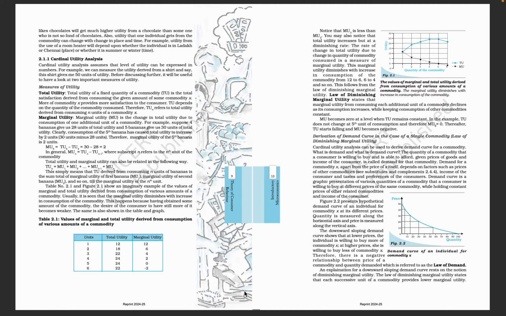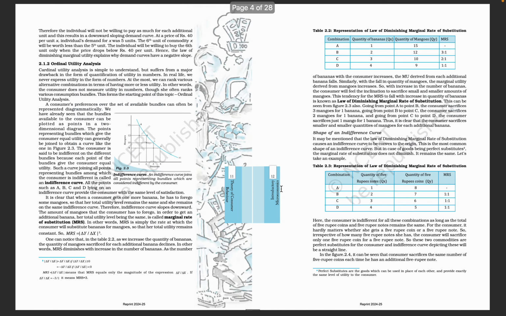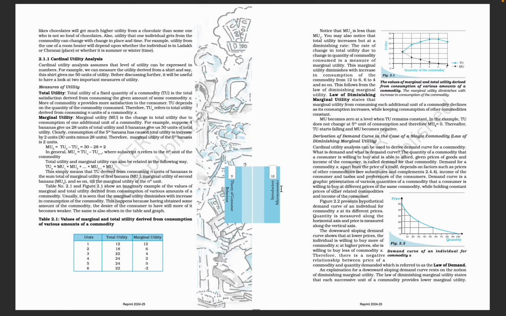Cardinal utility analysis. Cardinal utility analysis assumes that the level of utility can be expressed in numbers. For example, we can measure the utility derived from a shirt and say this shirt gives me 50 units of utility. Before discussing further, it can be useful to have a look at two important measures of utility. Measures of utility: total utility.